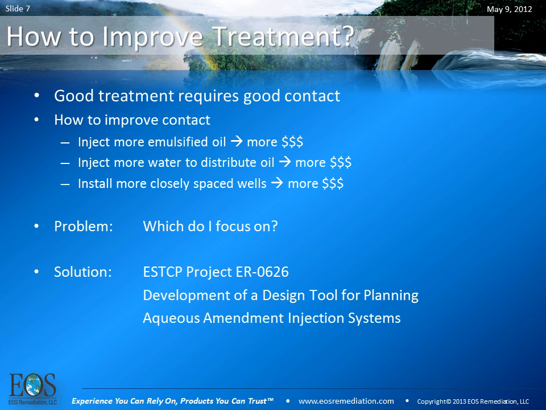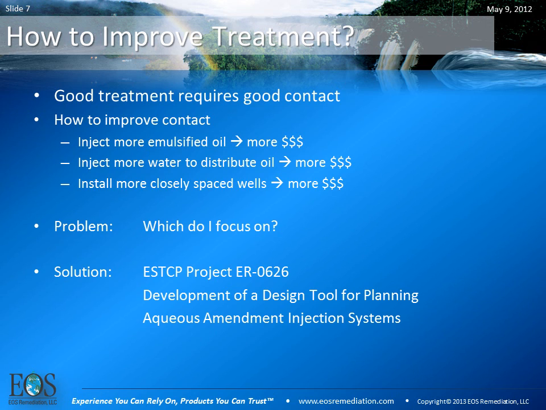So how do you improve this contact? Well, the one thing you can control is where your oil goes. You can control how much you add. If you add more, you tend to get better distribution and better connectivity between wells. Of course, that costs more money. You can inject more water to distribute that oil. That is an option that can be done, but that increases your labor costs. That's more water to inject, which means more guys out on the field site dealing with pumps.